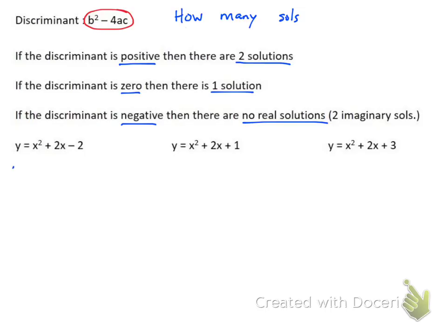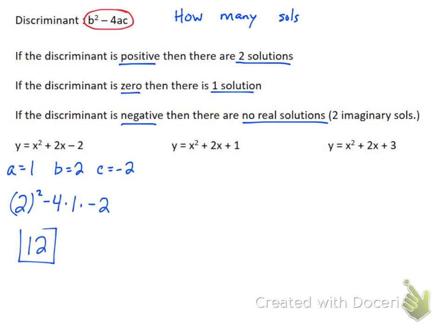And so when I do these, my a value is 1, my b value is 2, and my c value is negative 2. So all I've got to do is just do b squared minus 4ac. So 2 in parentheses squared minus 4 times 1 times negative 2. And again, that's just something I can plug in its entirety into my calculator. So I get 12. Again, 12 is a positive number. Positive number means 2 solutions.